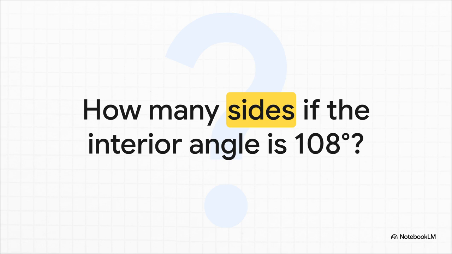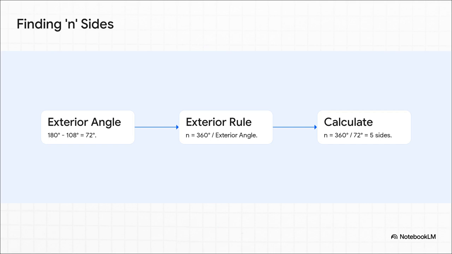Now here's the trick teachers will inevitably test you on, working backward. Instead of giving you the sides and asking for the angle, they give you a single interior angle, in this case 108 degrees, and ask you to figure out exactly how many sides the entire shape has. Using the exterior angle as a shortcut is a really brilliant strategy here. If we know the interior angle is 108, we just use our 180-degree straight line rule, right? 180 minus 108 means the exterior angle must be 72 degrees.